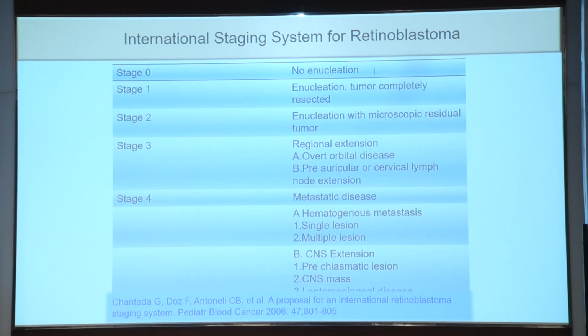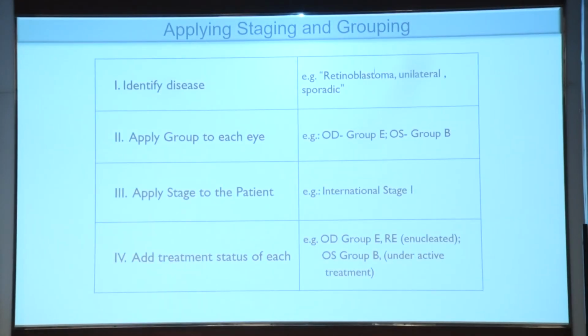Now, the international staging system, as I told you, for life salvage: stage 1, where it's entirely removed; stage 2 with microscopic residual; stage 3 with orbital extension; and stage 4 is metastatic disease. So applying staging and grouping in retinoblastoma is very, very important, not only for documentation but also for making decisions for management in retinoblastoma. I say appropriate decisions.